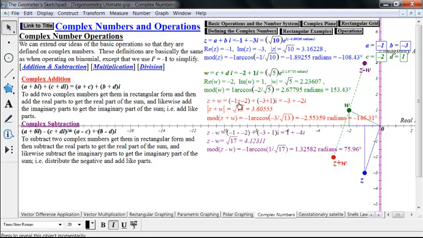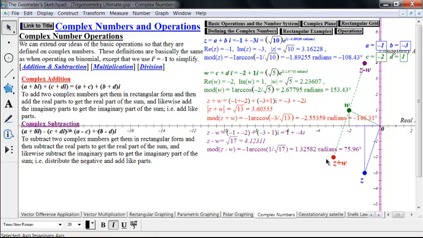Well, we just add the x components. So we're adding the 1 and the -1 and -2 to get -3. And we're adding the -3 and the 1 to get -2. So it's -3, -2, there it is. There's the red point there.